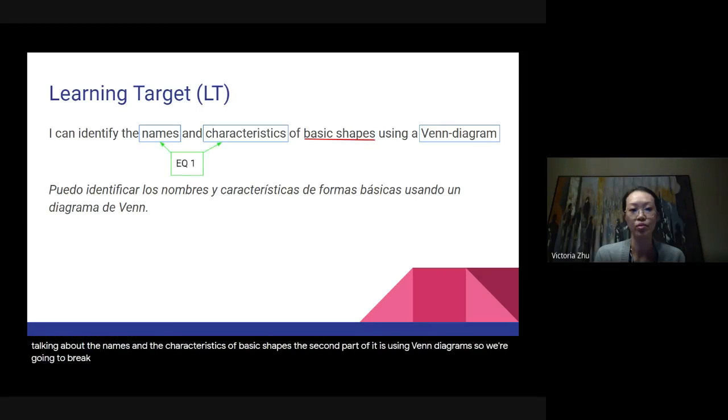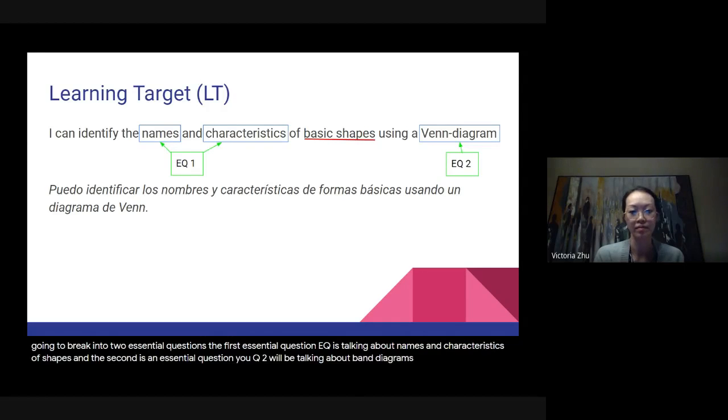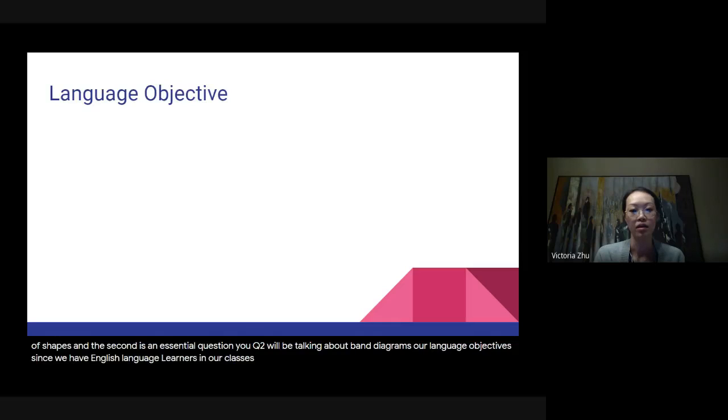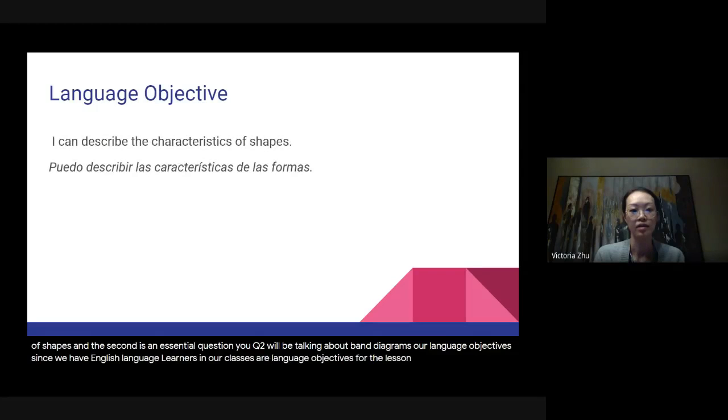So we're going to break into two essential questions. The first essential question, EQ, is talking about names and characteristics of shapes. And the second essential question, EQ2, will be talking about Venn diagrams. Our language objectives for the lesson is I can describe the characteristics of shapes.